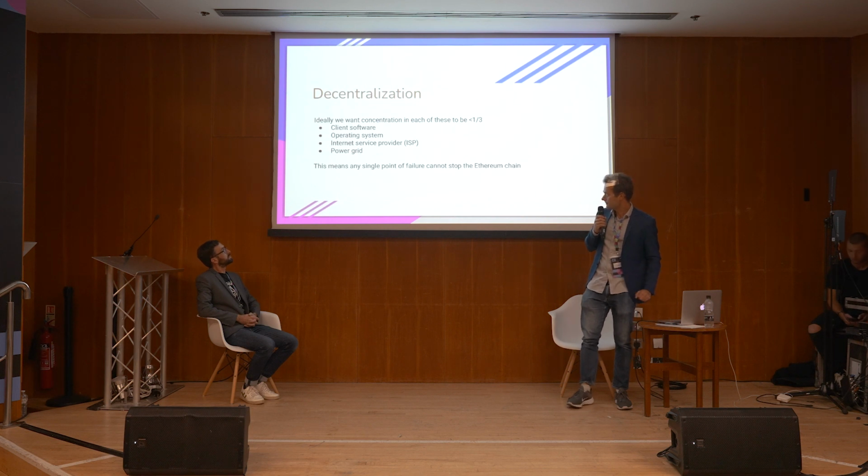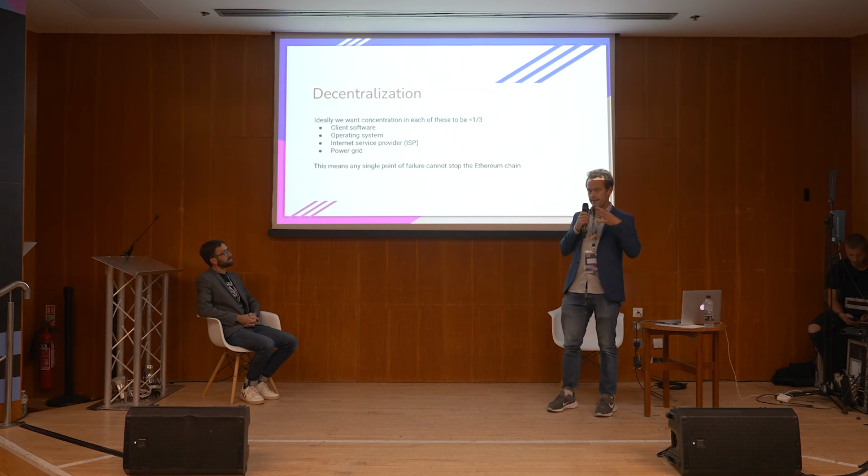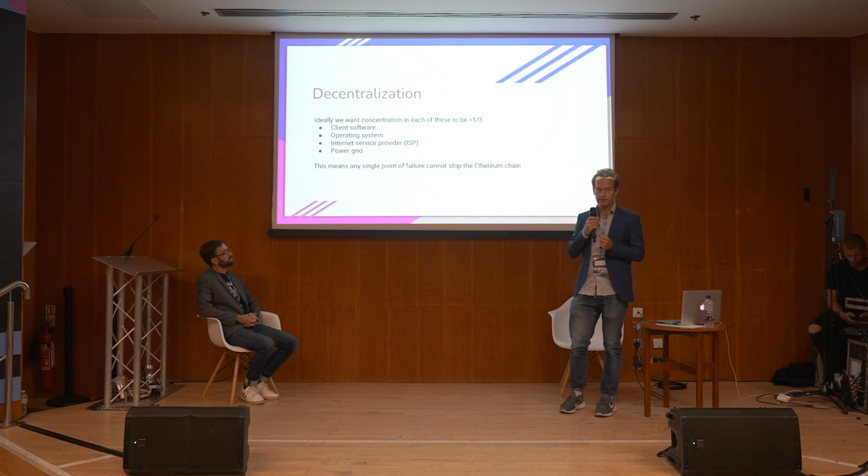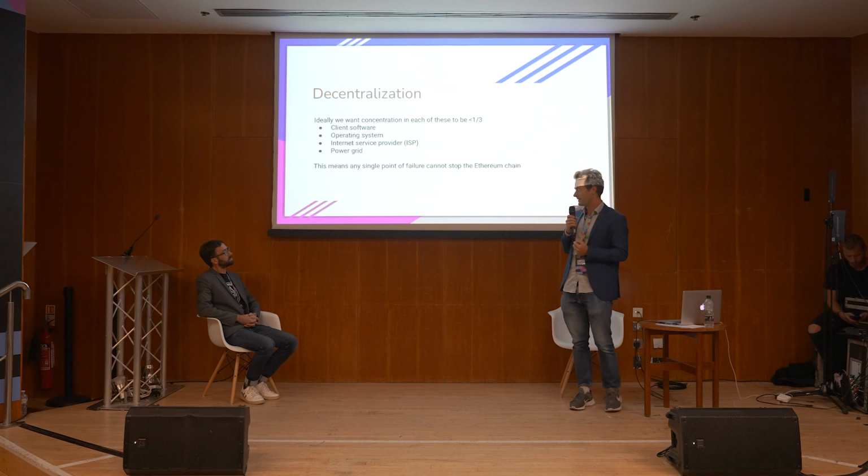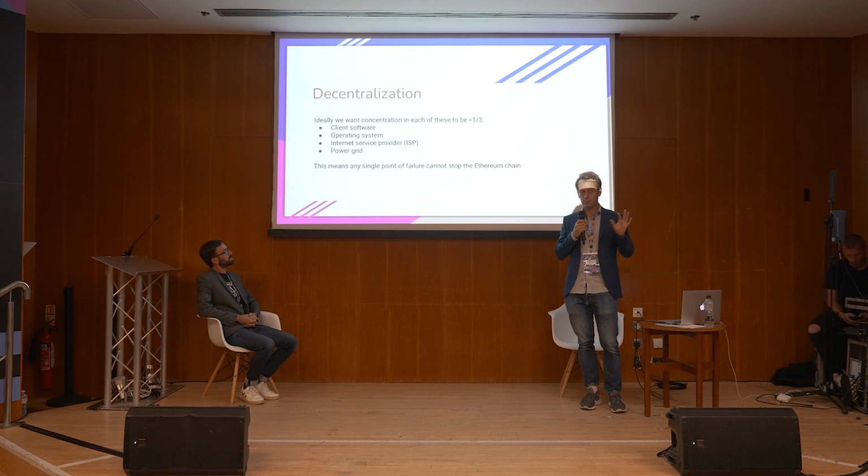So what we want, ideally, is that for each of these factors, any centralization is under 1/3. So basically, ideally, we want at most 1/3 to run the same client, and at most 1/3 to run on the same operating system, and so on, for each of these factors. And if that happens, then any single point of failure, like a power outage that only affects one region, for example, cannot cause the Ethereum network to go down.